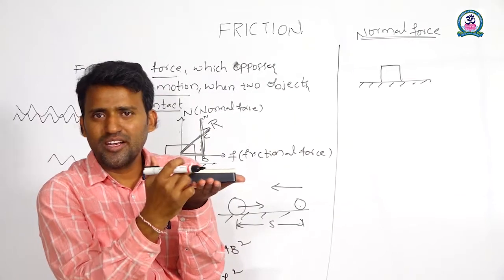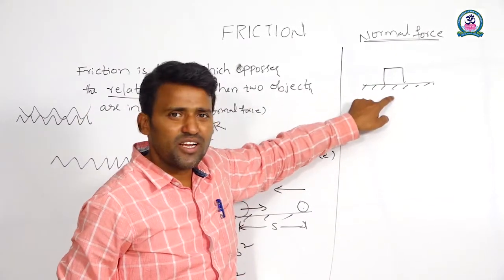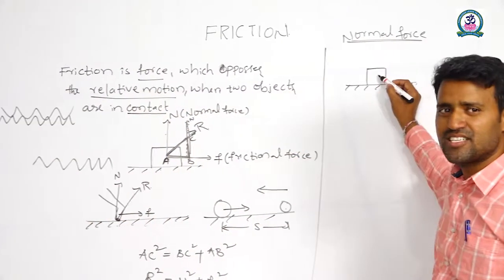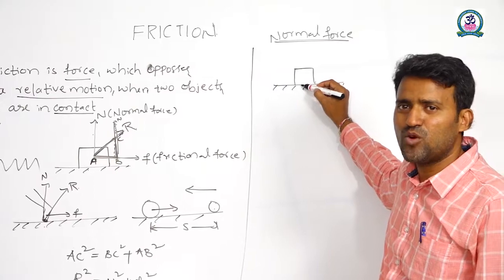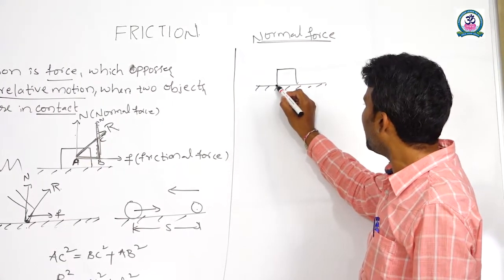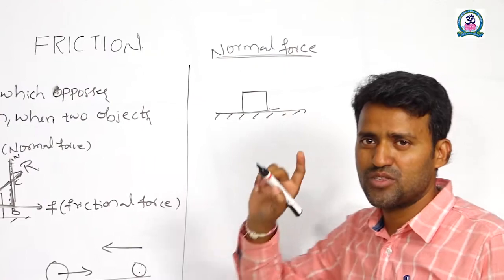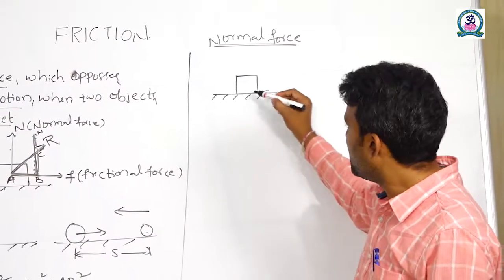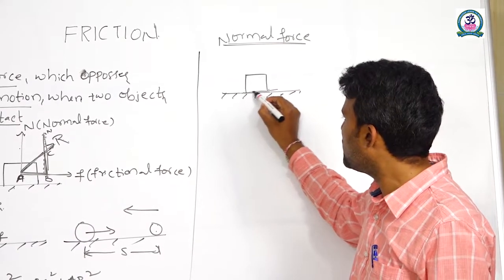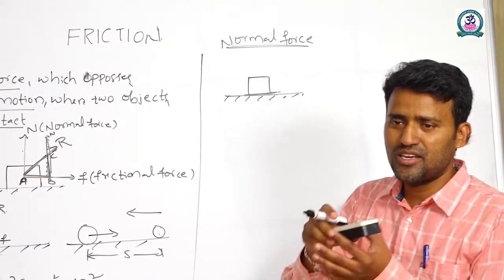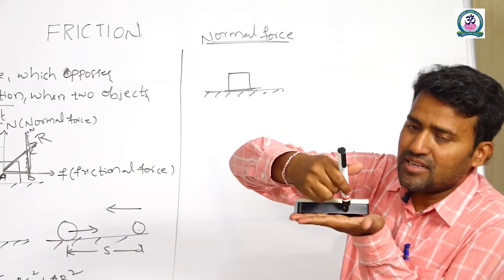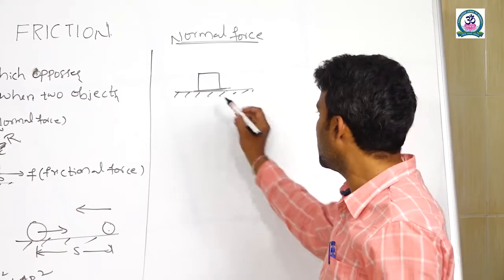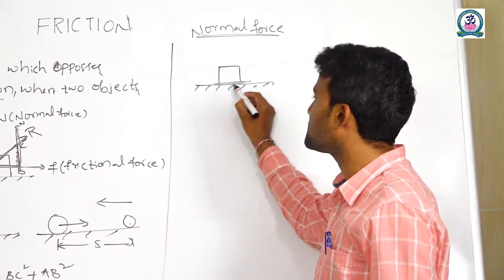It is a horizontal surface. One block is placed on the horizontal surface. When these two objects are in contact, a force exists which is perpendicular to the plane of contact. I am using one new word here: plane of contact. Plane of contact means where the two objects are in contact. My hand and this block are in contact at this place, and that we can call the plane of contact.